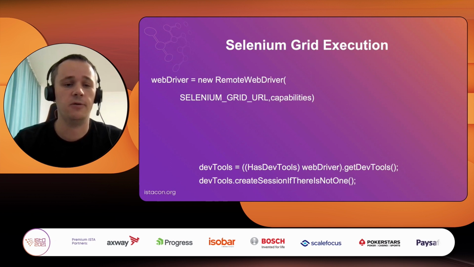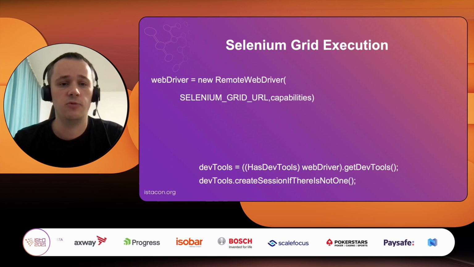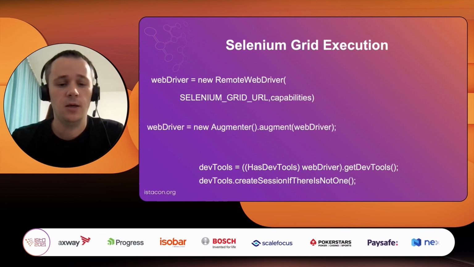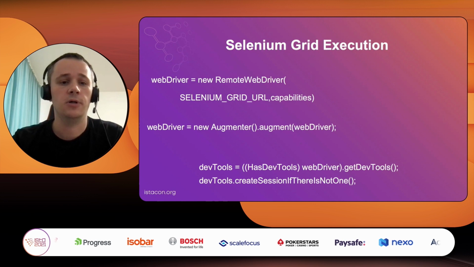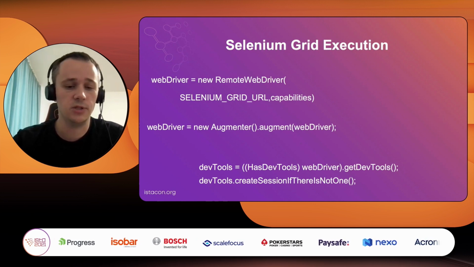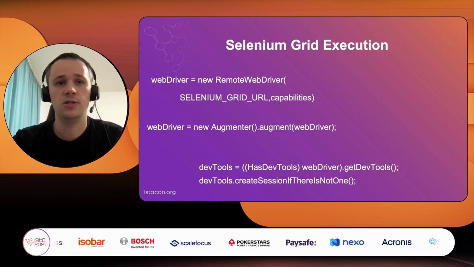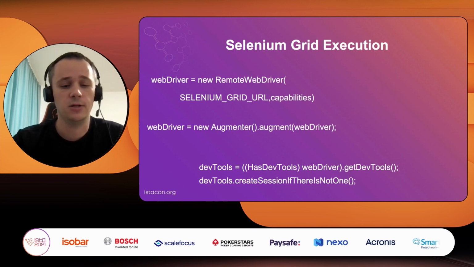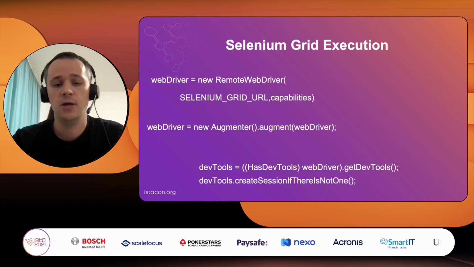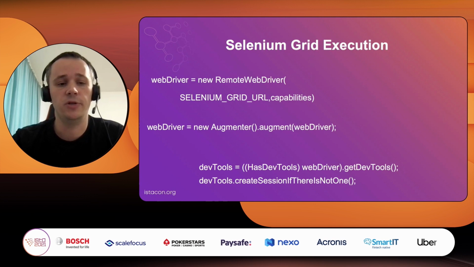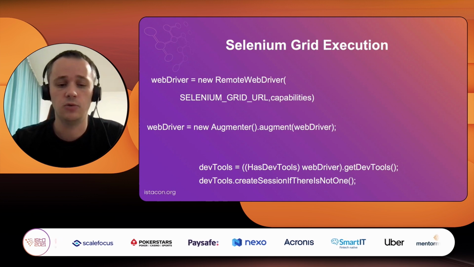In order to have the HasDevTools interface applicable when we run our tests against Chrome or Edge in a Selenium Grid environment, we need to augment the driver. And what augmentation does is the following. It goes and checks our capabilities. It sees what browser we want to use, and it tries to get all interfaces which don't depend on anything and are available for that driver implementation. In our case, HasDevTools is such an interface. This means that if we augment the driver, then the next two lines with the HasDevTools interface and createSessionIfThereIsNotOne are going to work.